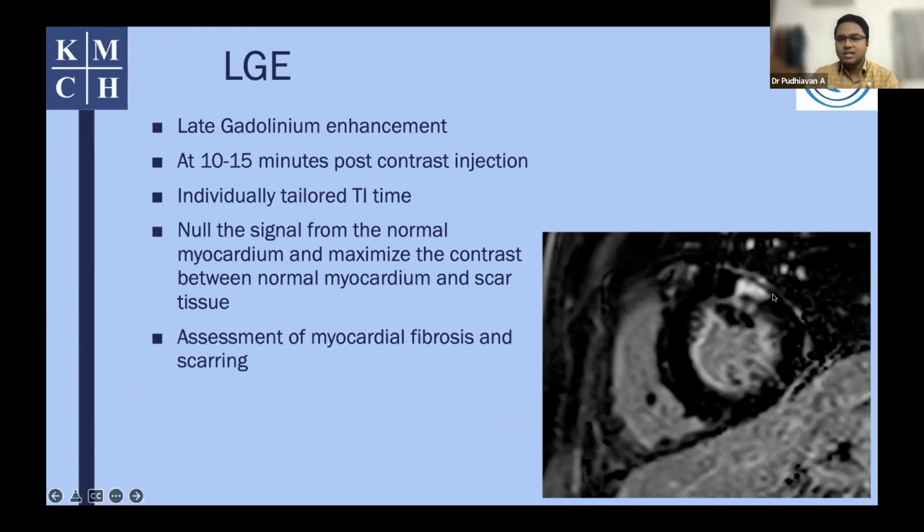So in this image, this is a late gadolinium enhancement image. You can see that the normal myocardium is completely nulled with black signal, and there is a greater contrast between the area of scar and the normal myocardium.